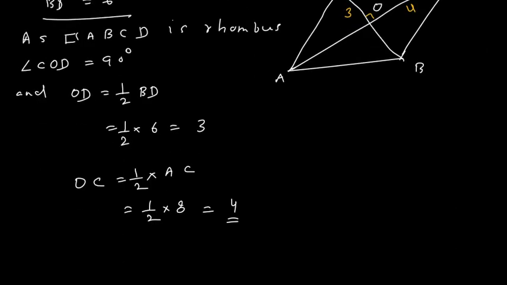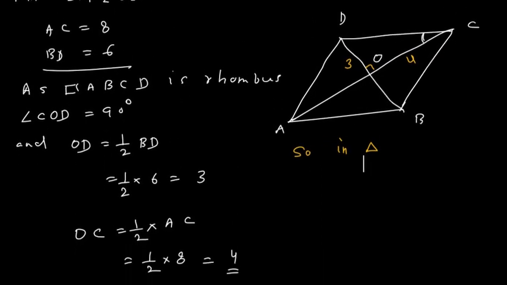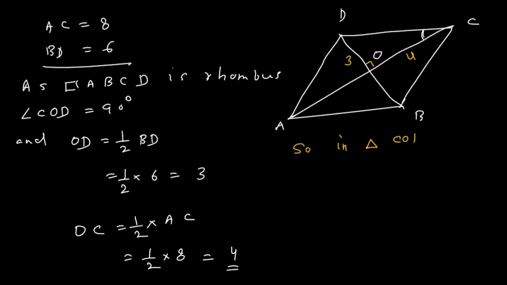So in triangle COD, angle O is 90 degrees. Therefore, sine of angle OCD is equal to OD divided by CD. We know the value of OD but we don't know the value of CD.